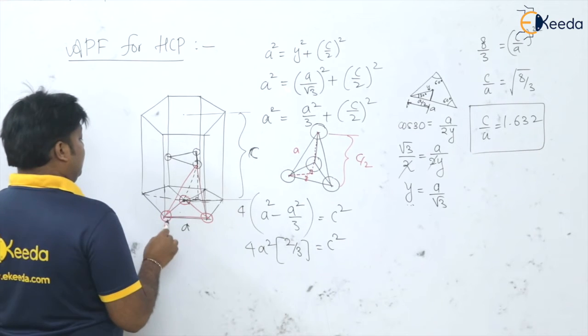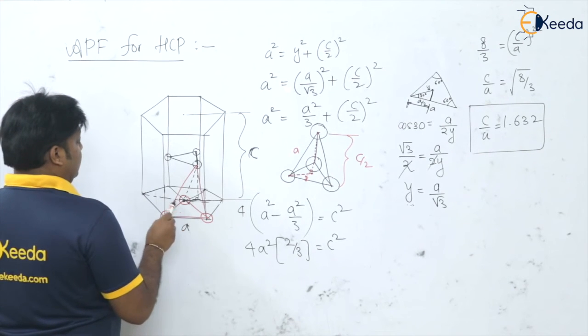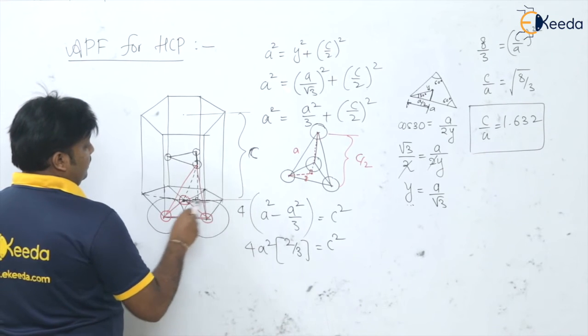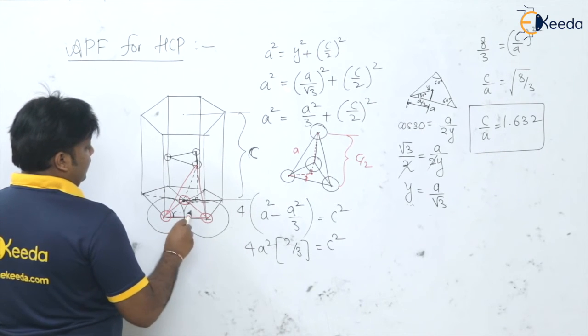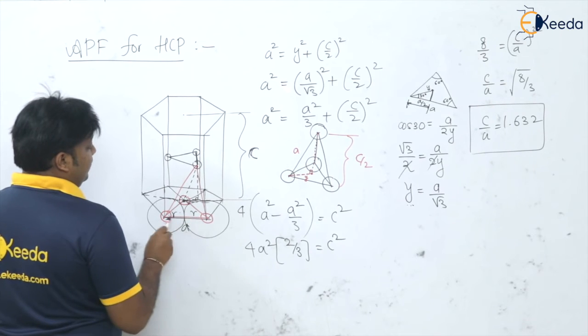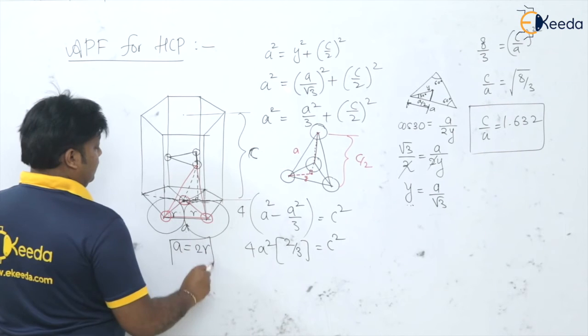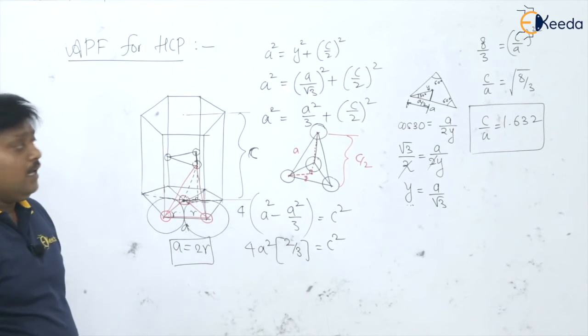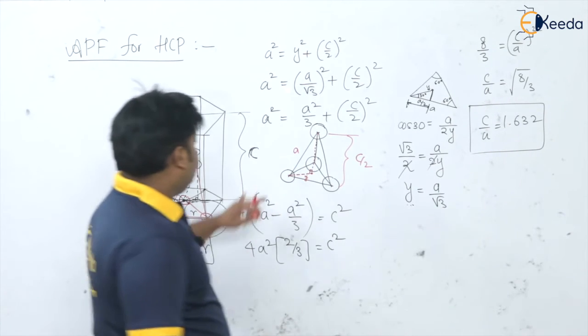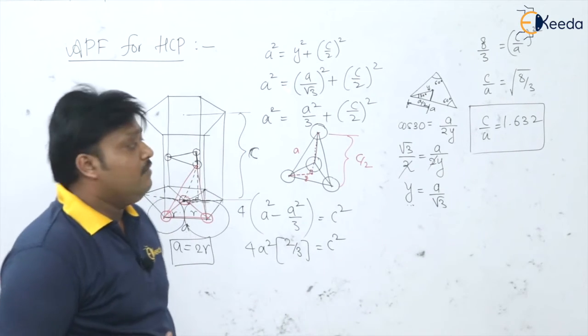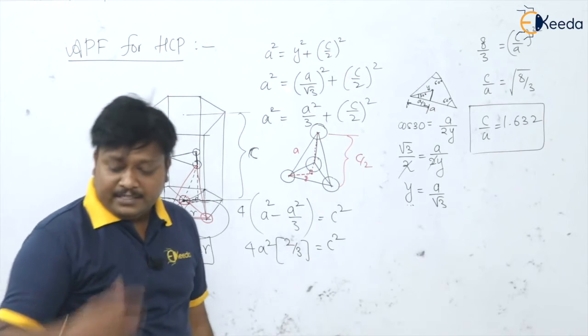So you got here the relation between this a and this height c. Okay, and please remember that here two adjacent corner atoms are going to touch each other. If we see, then this is the r and this is the r, and what is the relation between a and r here? A is equal to 2r for this HCP structure. Okay, now we got this relation between c by a. Now we can go for actually finding out the atomic packing factor.